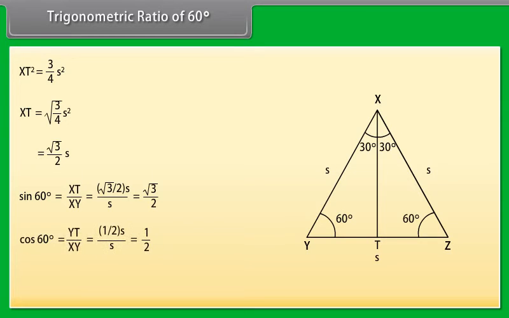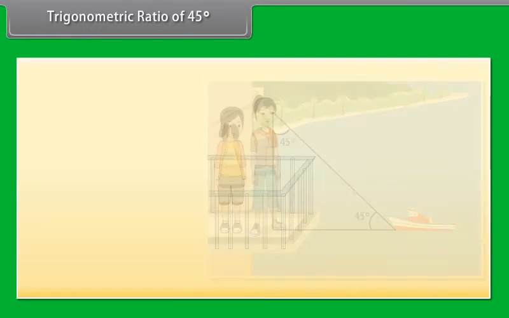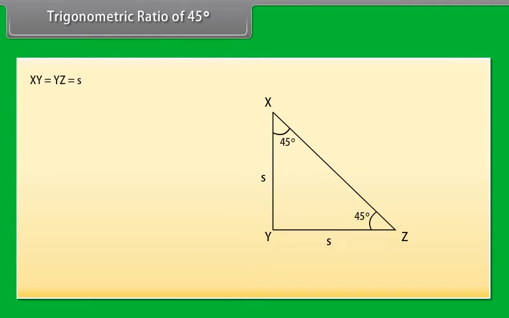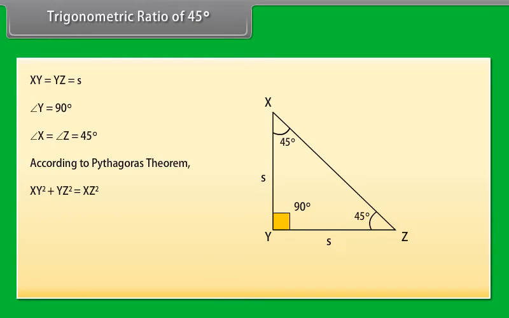According to Pythagoras theorem, XT square plus YT square is equal to XY square. By substituting the values we get XT square plus 1 upon 2S whole square is equal to S square. By calculating it, we get XT is equal to square root 3 upon 2S. Sin 60 degree is equal to XT upon XY, which equals square root 3 upon 2S upon S, equals square root 3 upon 2.